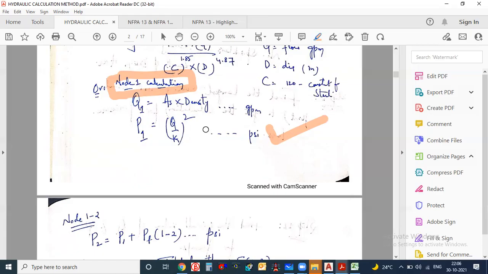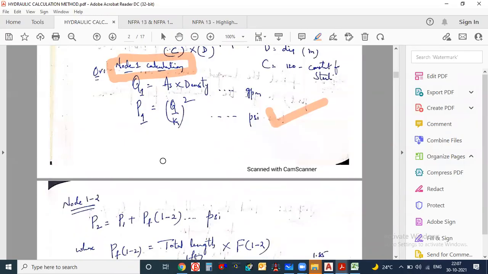It will not happen in the Allied software, because Allied software will clearly ask you what is the minimum residual value you want to put. So we will write 7. So obviously our calculation will go more than 7 only. But in manual calculation, what is the node 1 calculation?